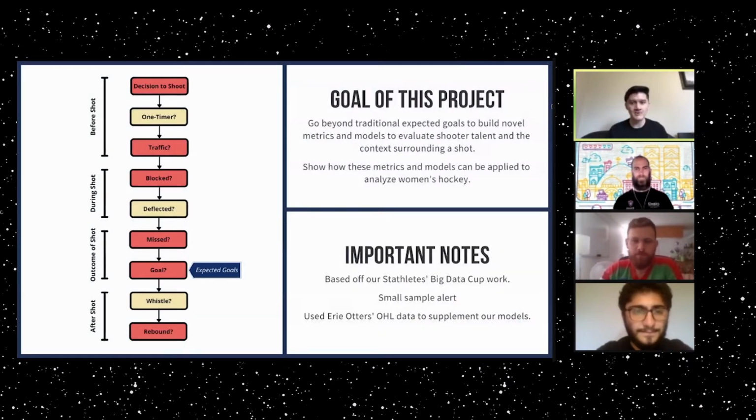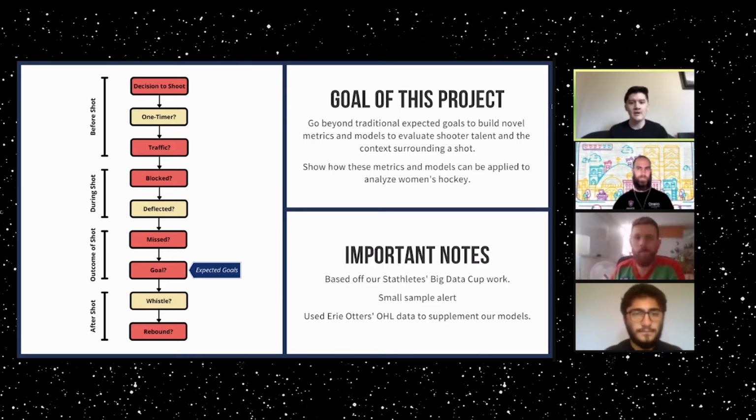So the goal of this project is to go beyond the traditional expected goals model, as shown on the left here by that blue arrow, to build out this entire chain of models. This can range from context models, like whether we see traffic or not, or whether there's a one-timer or not, to outcome models like whether a shot's blocked or it misses the net or we score, to models for stuff that occurs after the shot, like whether it's a whistle or a rebound, and if it is a rebound, who recovers it. And we want to use these to evaluate both shooter talent and the context surrounding a shot, and then apply this to women's hockey to analyze both women's hockey players and gameplay.